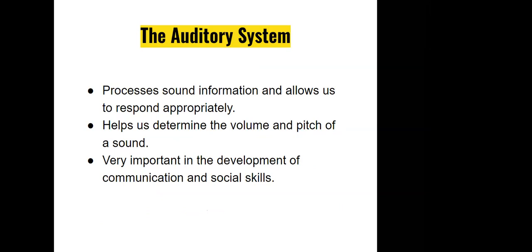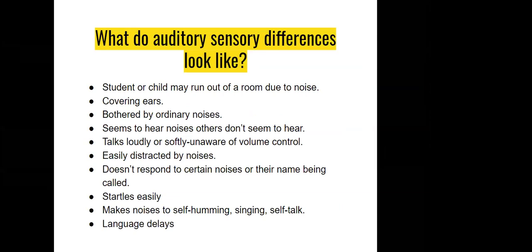Auditory system, of course, is how we process sound, volume and pitch of sound, very important in the development of communication and social skills. Differences may look like a student or child running out of the room due to a noise, covering their ears, being bothered by ordinary noises. Maybe the humming of the fluorescent lights; we may not be able to hear that, but they can. And it's a huge problem.